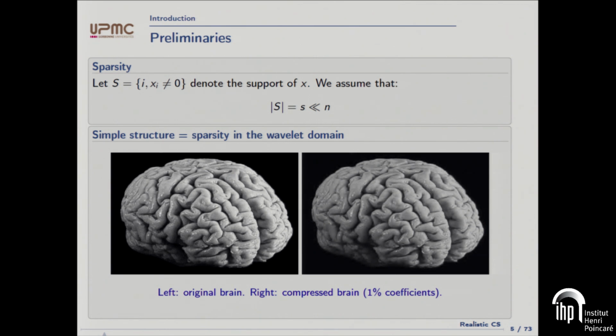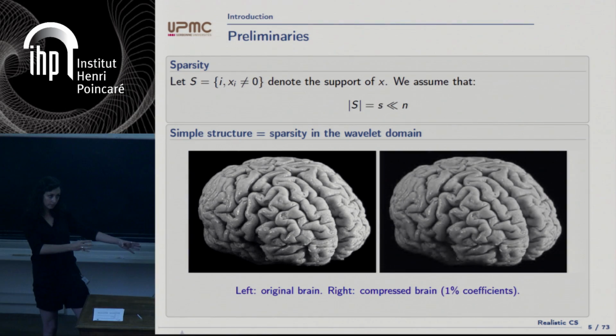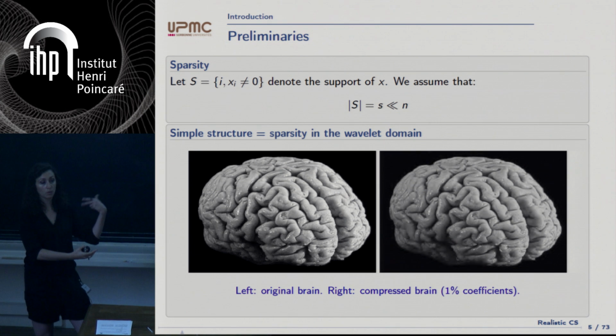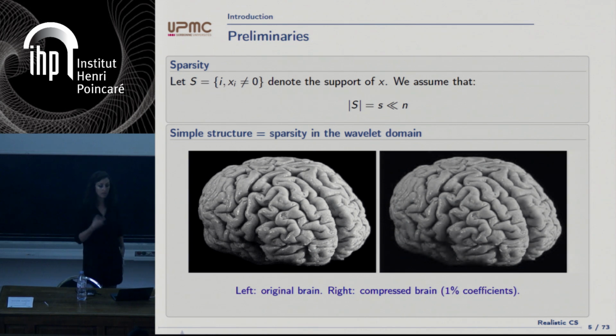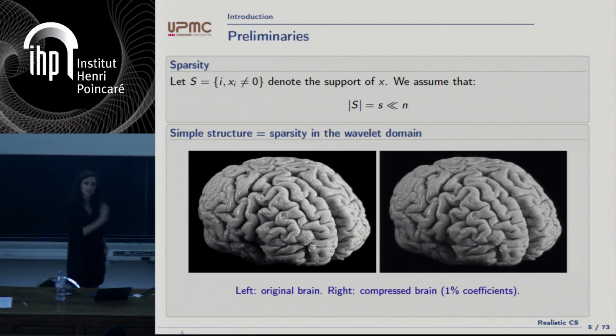So typically when you want to reconstruct a brain image, you're going to say that it is sparse in the wavelet domain. And then if the sparsity is in the wavelet domain, you want to reconstruct the wavelet coefficients and not the image. So you just want to reconstruct the wavelet coefficients of the image because this is what is sparse.